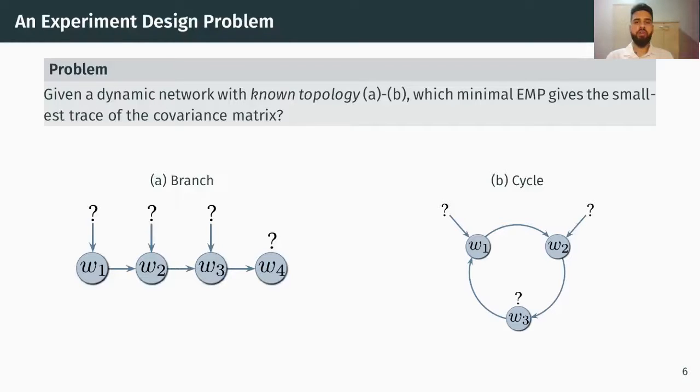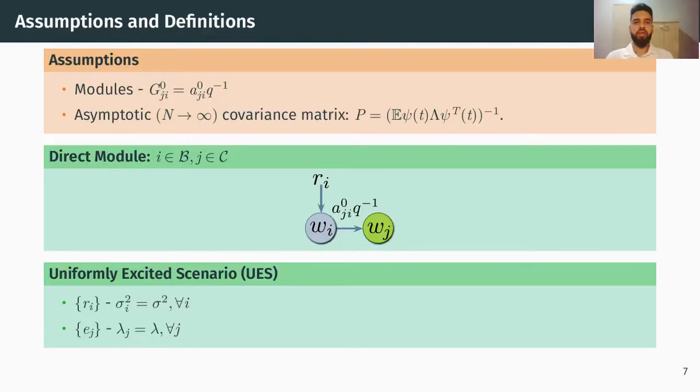In this work, we focus on dynamic networks with two specific topologies. On the left, we see a dynamic network with a branch structure, while on the right, we have a cycle or loop topology. We are interested in deciding which minimum EMP is the best for these two topologies. In order to arrive at clear guidelines, we will assume that the following items hold. Each module has the structure of a gain multiplied by a single delay. We are going to use the asymptotic covariance matrix from prediction error methods.